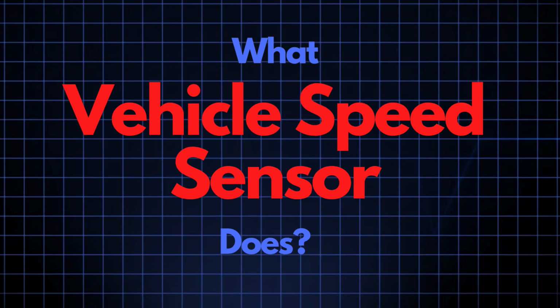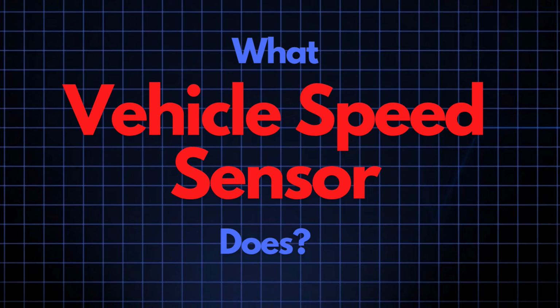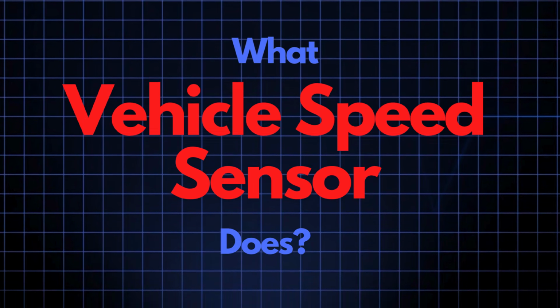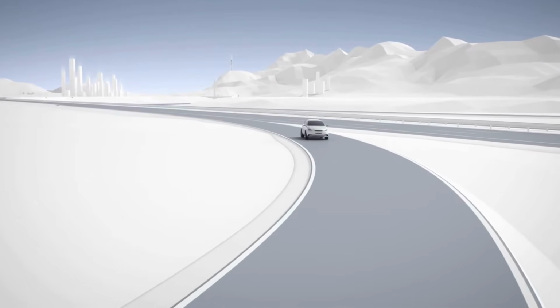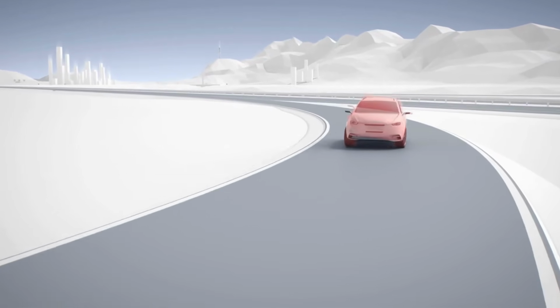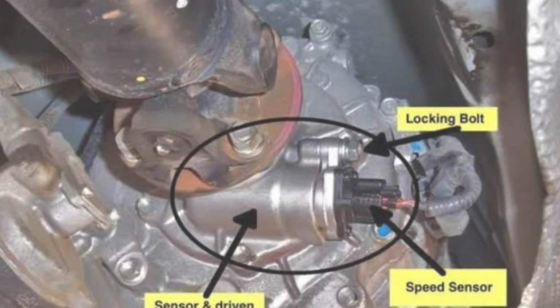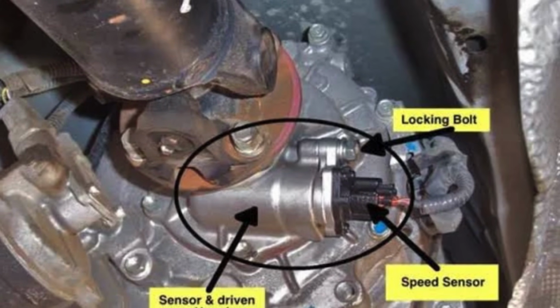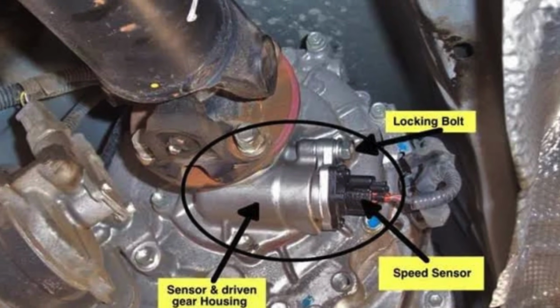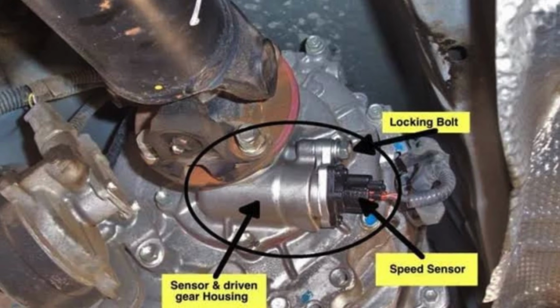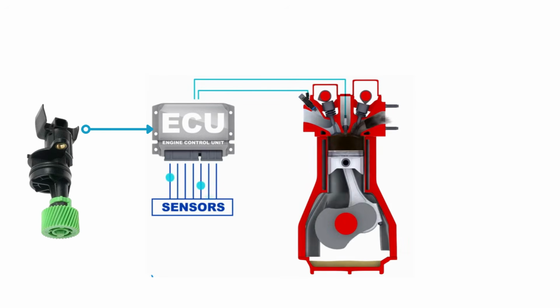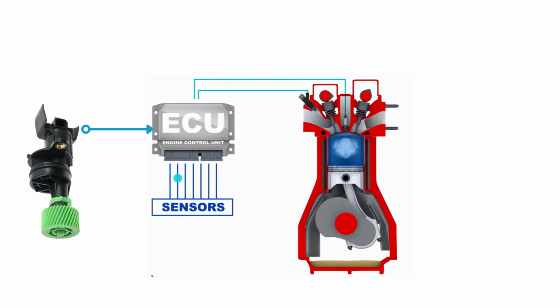Now let's talk about what the vehicle speed sensor, or VSS, actually does. The VSS is responsible for measuring how fast the vehicle is moving. Depending on the vehicle, that information may come from a sensor mounted on the transmission, transfer case, or differential. In some vehicles, the ECU receives vehicle speed data from the ABS wheel speed sensors through the vehicle communication network. This information is extremely important because several systems rely on it.